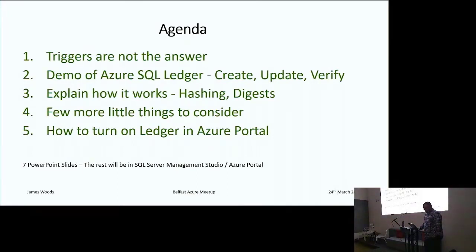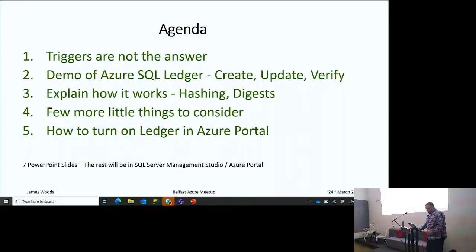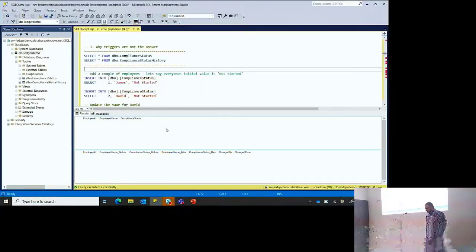And we'll have to look at something called hashing and what Ledger calls digests. There's a couple more little things you have to consider, and then finally I'll show you how to turn it on in the portal. It'll make more sense when you know how it works as to what we're actually turning on in the portal, but the portal is super easy to use. So I'm going to jump to Management Studio. I'm going to spend most of the time in Management Studio.